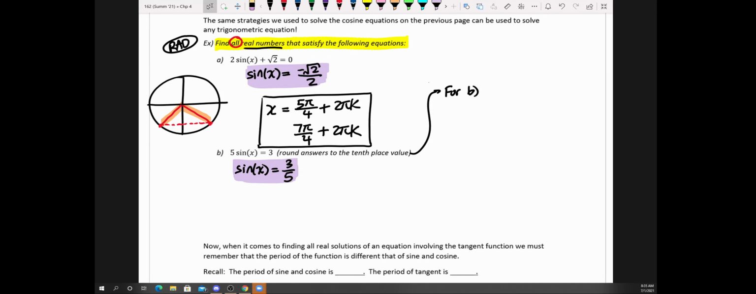Okay, but 3/5 is not one of the y coordinates on the unit circle. So when you isolate your trig function and you notice that your solution is not going to be on the unit circle, then you need to use your calculator. So let's make a note here. Not on unit circle, then you must use calculator. And that's why we do the pre-step. The pre-step tells us whether we're in radian mode or degree mode. So use calculator and then make sure we're in radian mode.